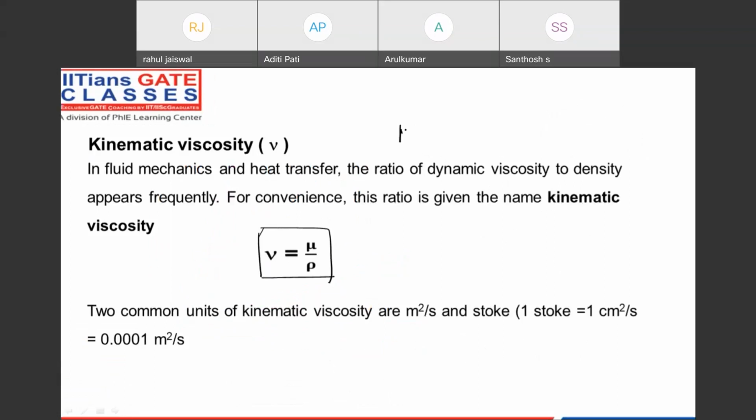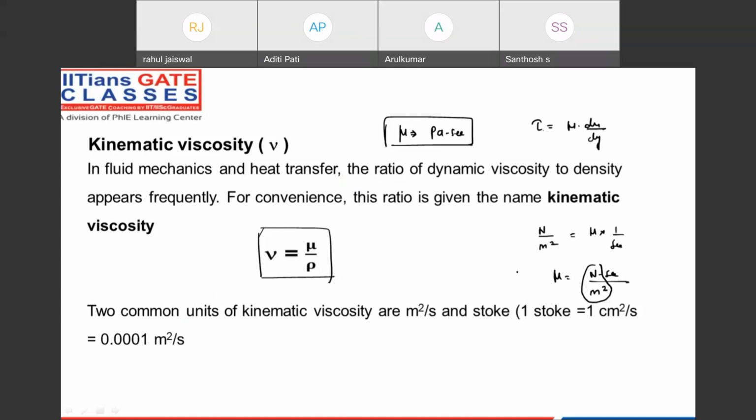What is the unit of the viscosity? Pascal second. Why Pascal second? Tau is equal to mu into du by dy. What is the unit of tau? Newton per meter square. And du by dy is 1 upon second. So mu is Newton second per meter square. What is Newton per meter square? Pascal. That's why I'm saying Pascal second.